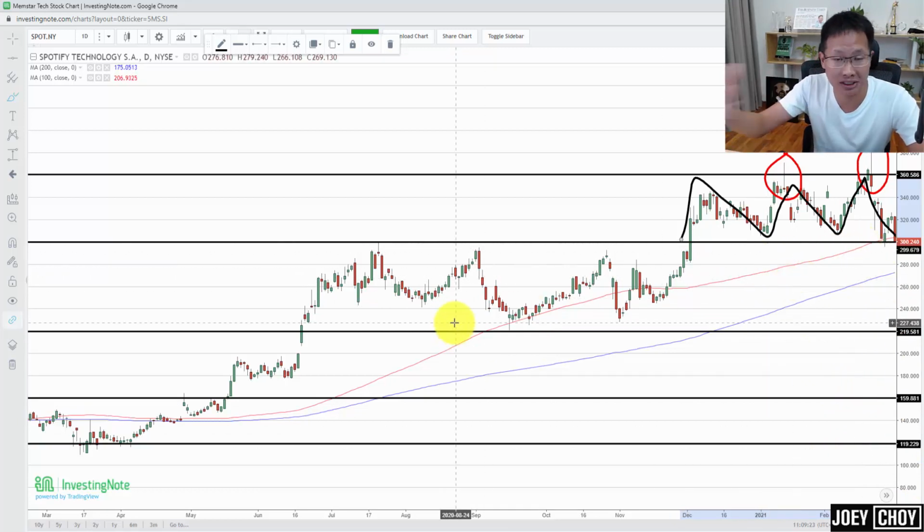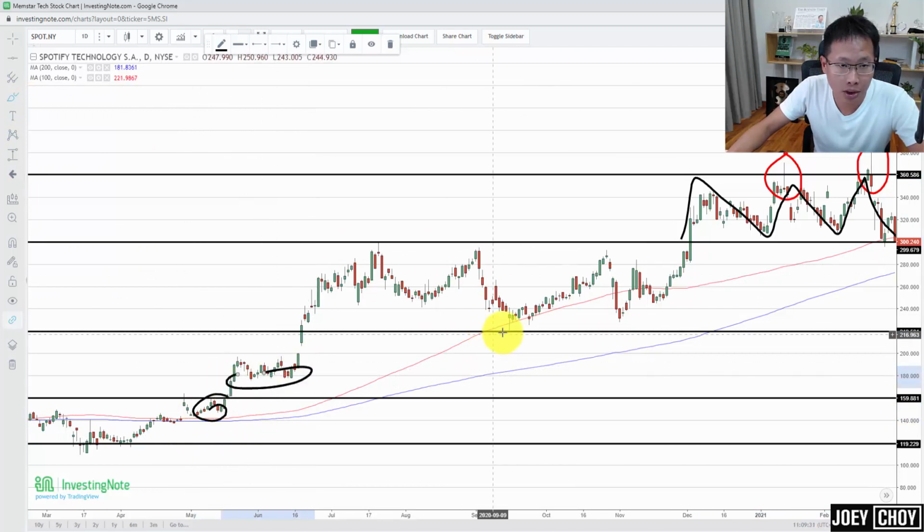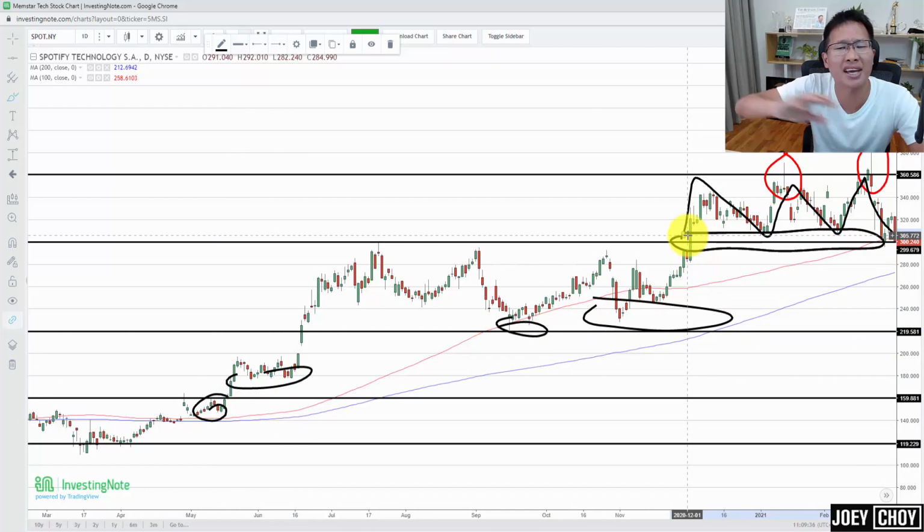And the uptrend was still pretty much intact in terms of the longer term trend, because we are still forming what we call higher lows. So this is a low, and the low right over here. So it forms what we call higher lows. So it's pretty much in an uptrend.